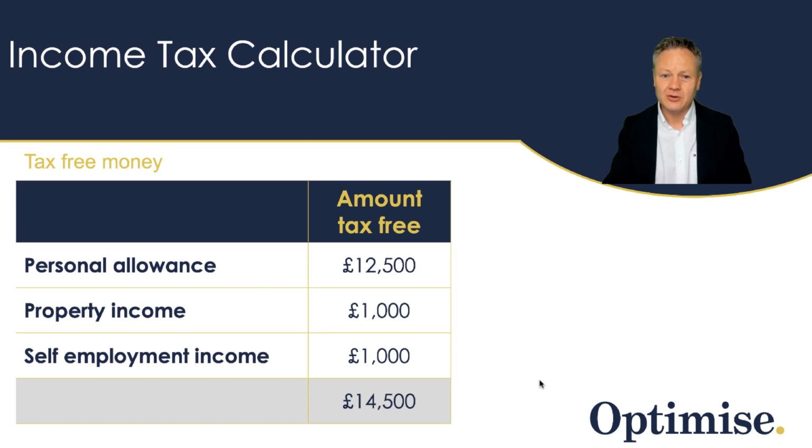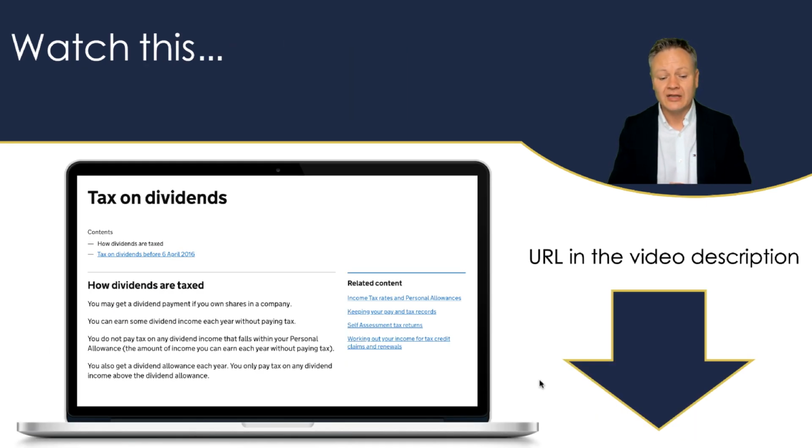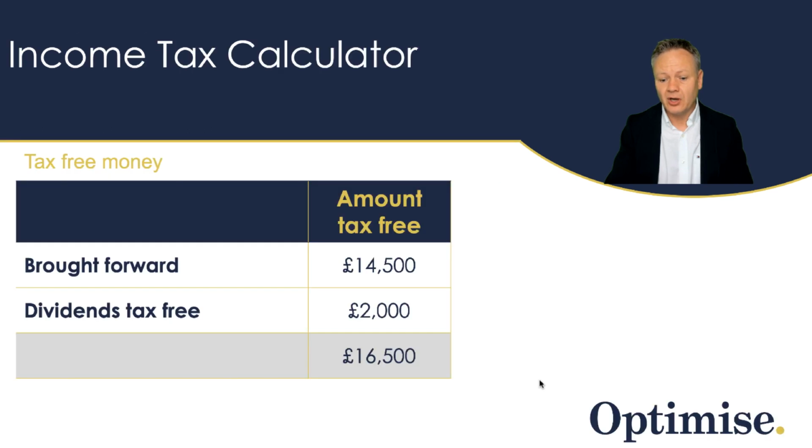I want to share with you some other tax-free income that you can have. The first one is dividends. Now, we mentioned dividends already, but that needs to be included in your personal allowance. So you now have £14,500, as we said before. So the £12,500 plus £1,000 from your self-employment plus the extra £1,000 from your property income, that's your £14,500. Now we're able to claim the extra £2,000 on dividends as well. So that now gives us £16,500, which is tax-free. Does it stop there?